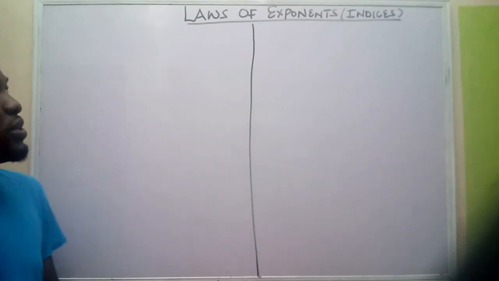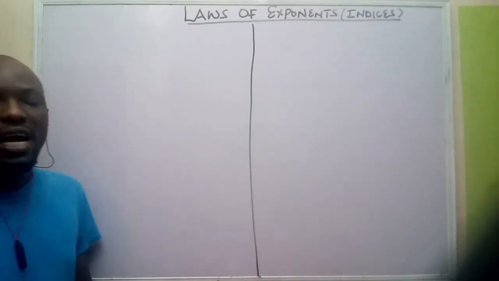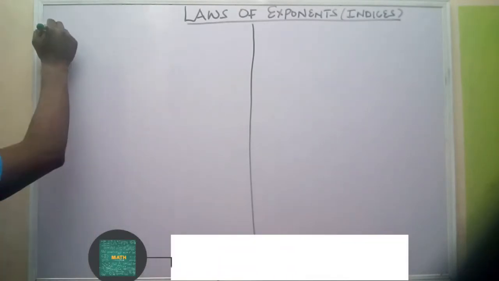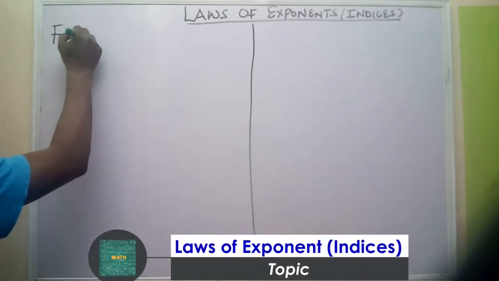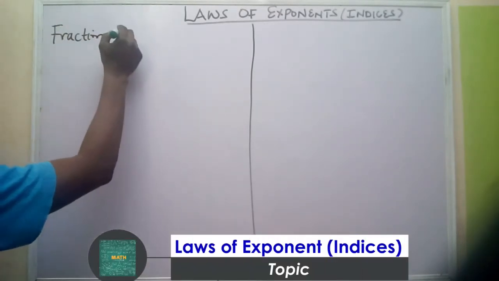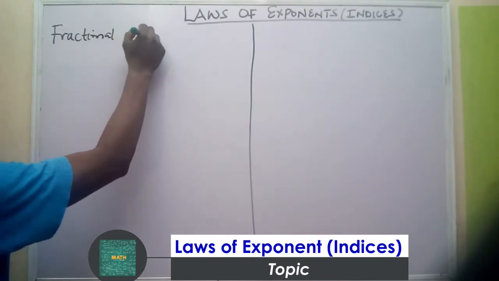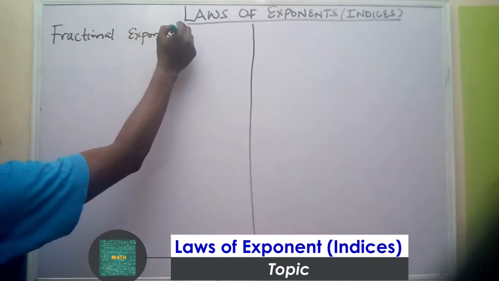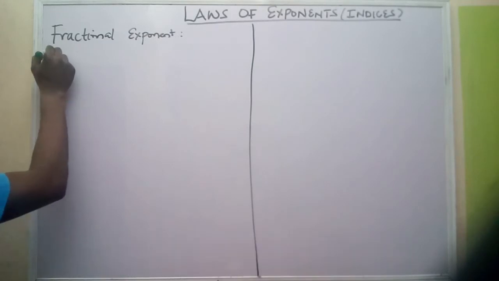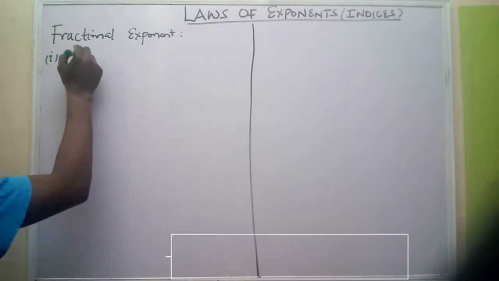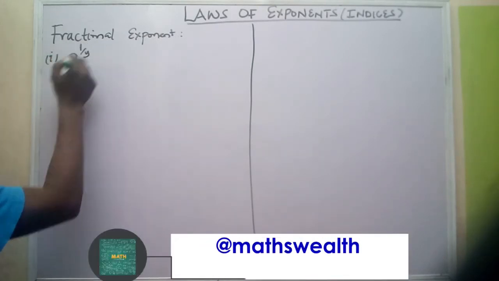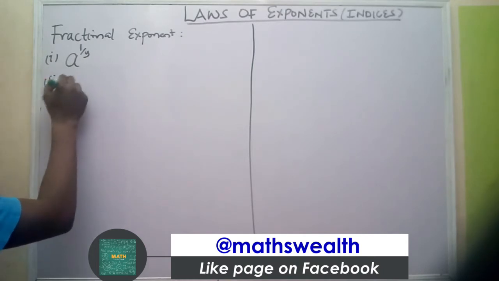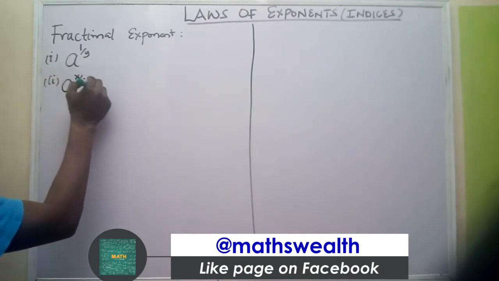Today we'll continue with the laws of exponents, and we'll be looking at the fractional exponent law. Fractional exponent. Now, if you have something like a to the power of 1 over y, and then you have a to the power of x over y.